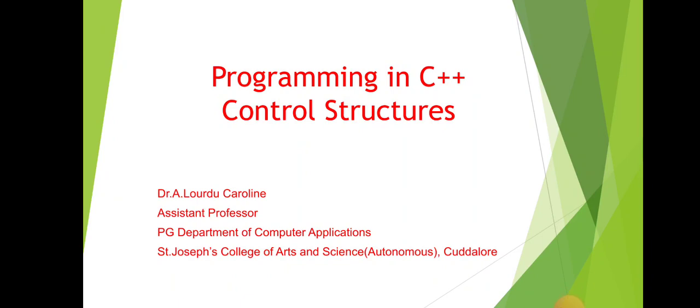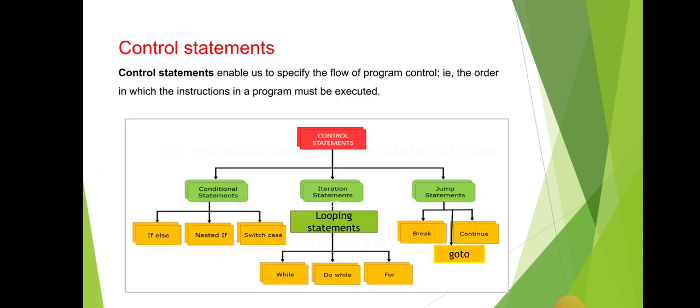I am going to take the topic about control structures in the subject programming in C++. The control statements are used to change the program control from one statement to another statement. It is used to change the sequence of statements.